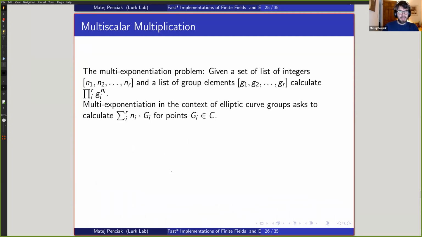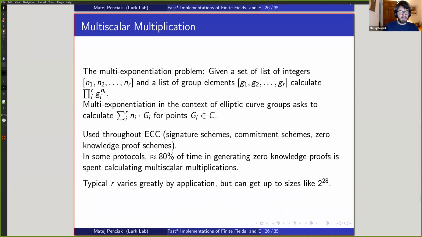So I may skip over multiscalar multiplication here. There's a nice implementation of Pippenger's algorithm for multiscalar multiplication that we've implemented. The reason why multiscalar multiplication efficiency is important is because about 80% of the time used in generating some zero-knowledge proofs is in the multiscalar multiplication case. And you're going to be doing multiscalar multiplication where the number of points is up to 2^28. So you're doing some really heavy computations here, and it's important that you make this step as efficient as possible.